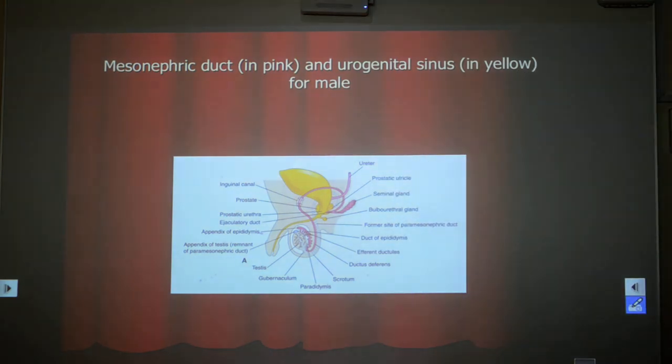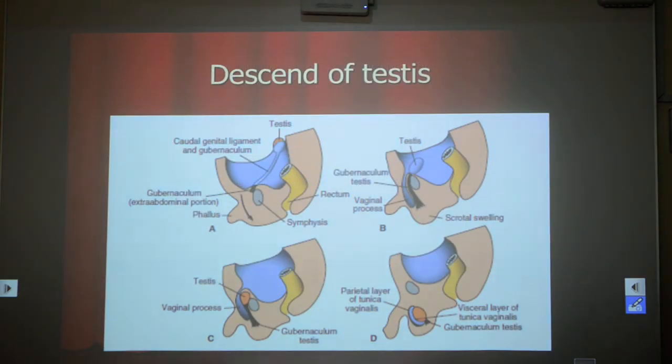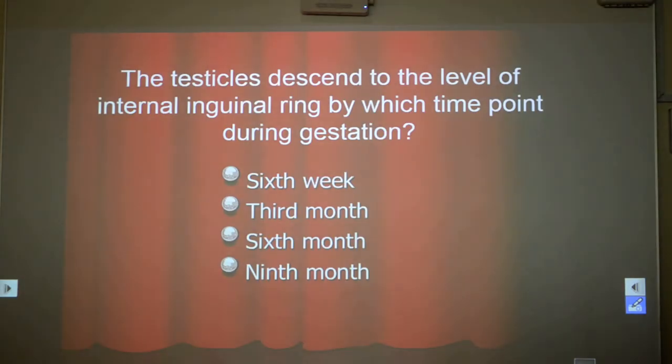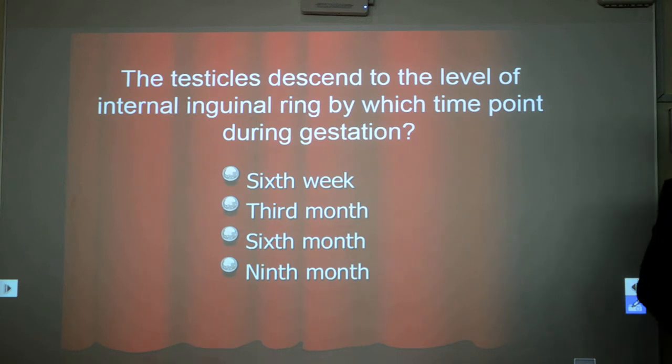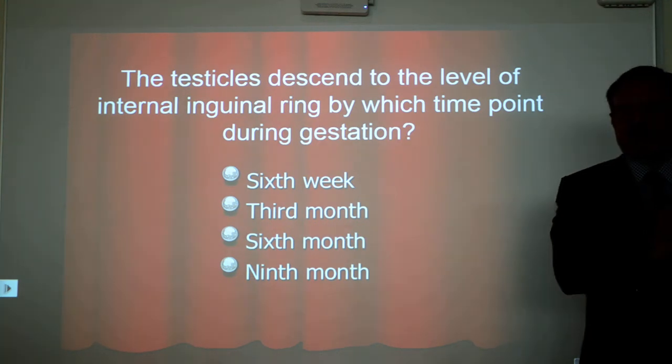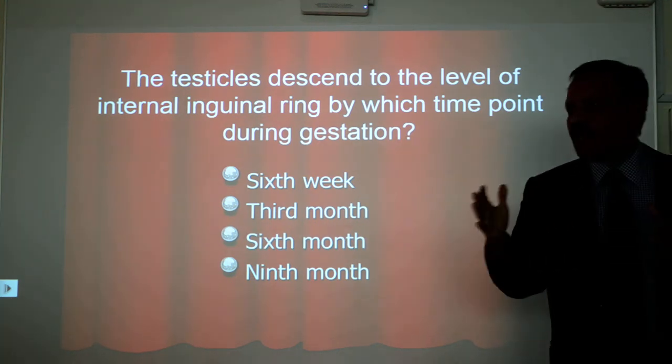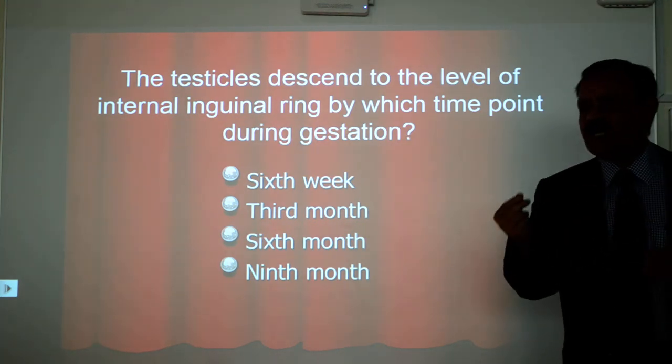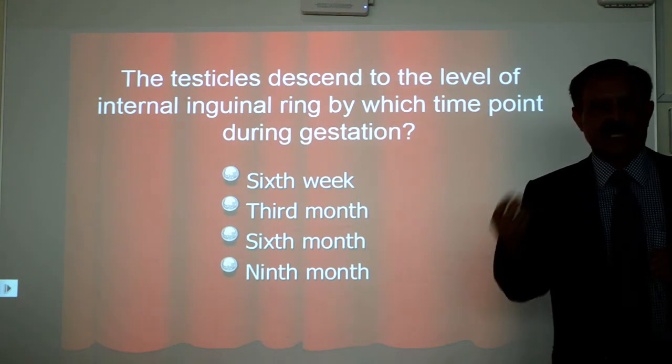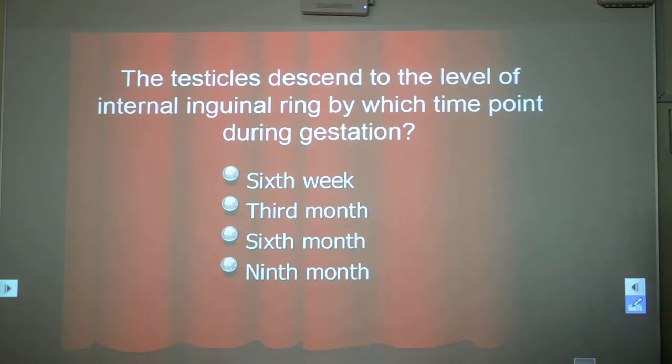Very interesting. This is easy for you. Descent of the testis: the correct answer is the 9th month, because it is just before the birth of the baby. Everybody understand that? When exactly the baby is born, just prior to that, a week before, the testis may be in the superficial inguinal ring, and then slowly it will drop into the scrotum.